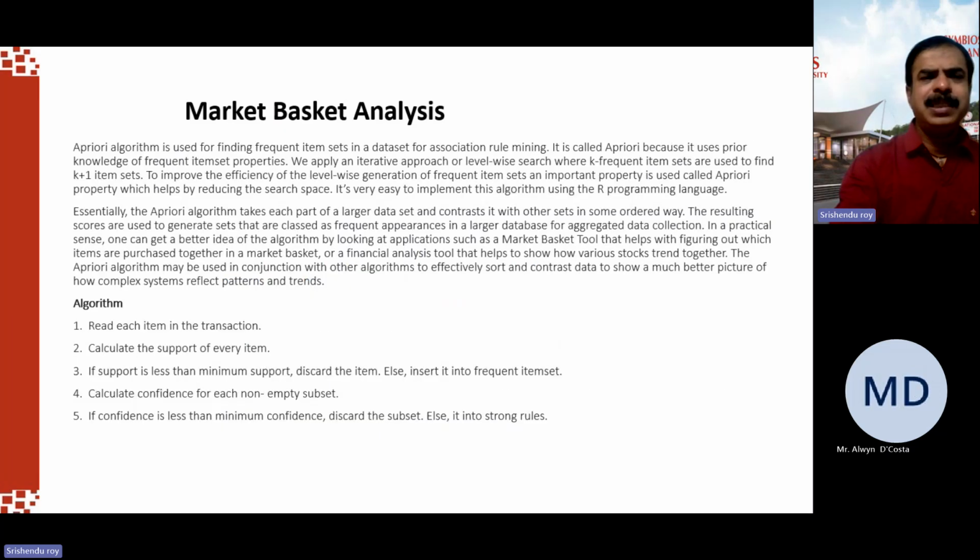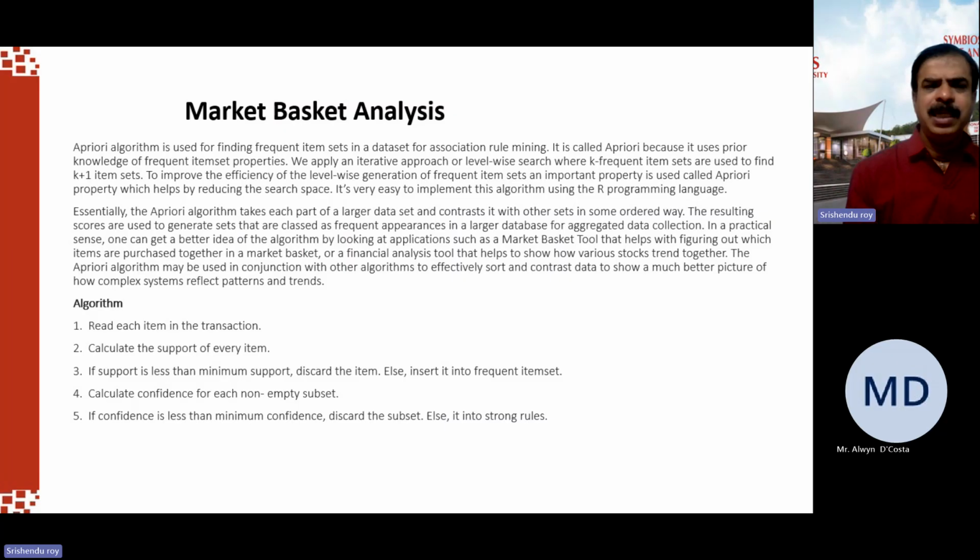Now, what is the market basket analysis algorithm? The Apriori algorithm is used to find the frequent item sets in a data set, as in rule finding. It is called Apriori because it uses prior knowledge of frequent item set properties. Okay, so that is very important. Why is this algorithm named Apriori? Because of the prior knowledge of the item set properties. We apply an iterative, level-wise approach so that k frequent item sets are used to find k plus 1 item sets. That is the reason.